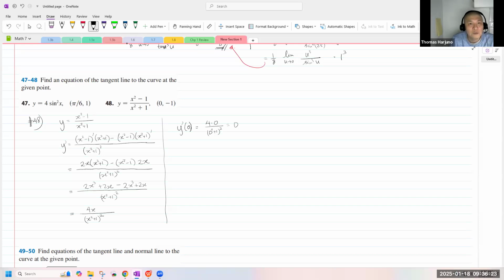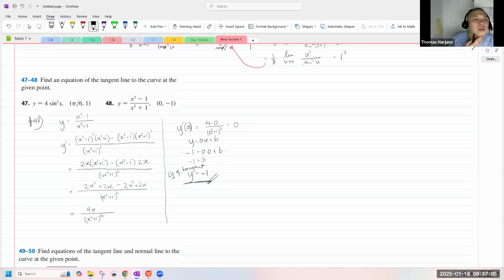That's way too nice. If the slope is 0, then the equation must be y equals just a constant. I mean, it's y equals 0x plus b, right? And then when you plug in x equals 0, the y is -1. So we know b is -1, right? So the equation of the tangent line is y equals -1. That's way too easy though.